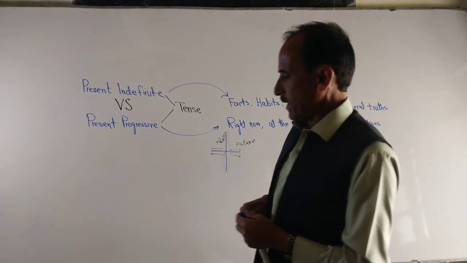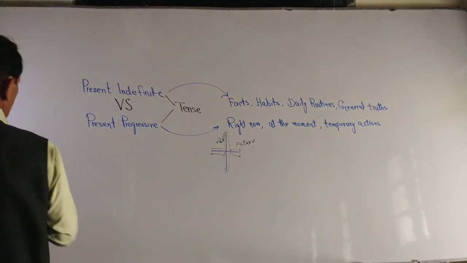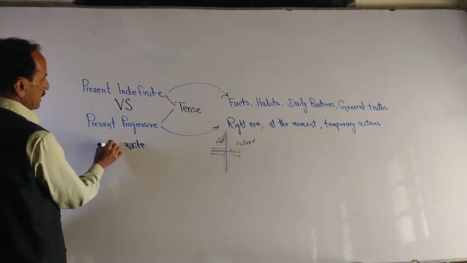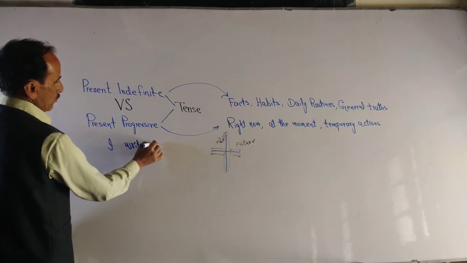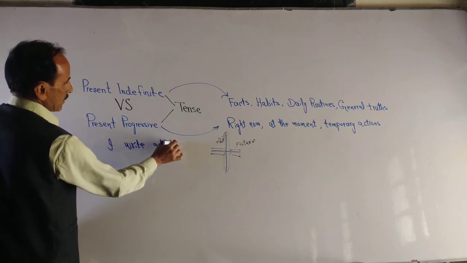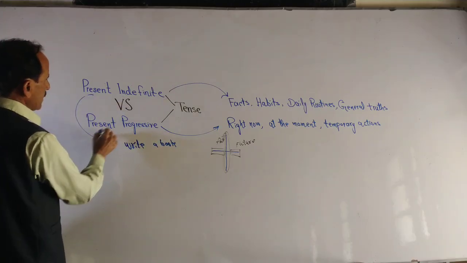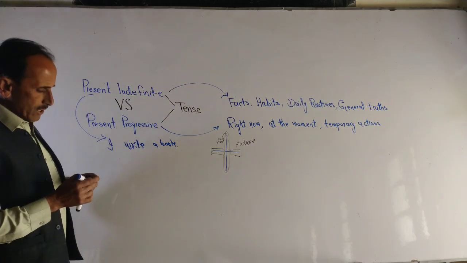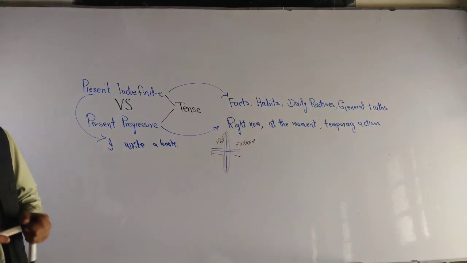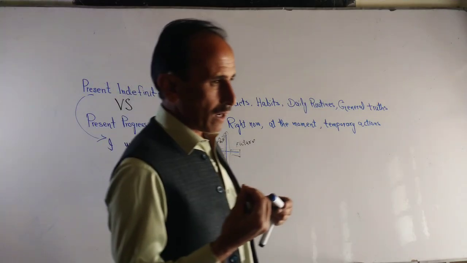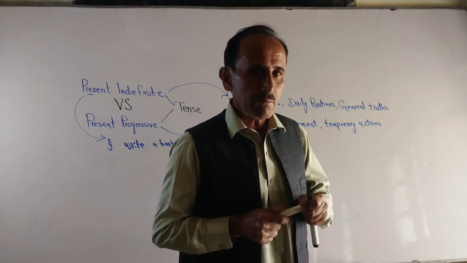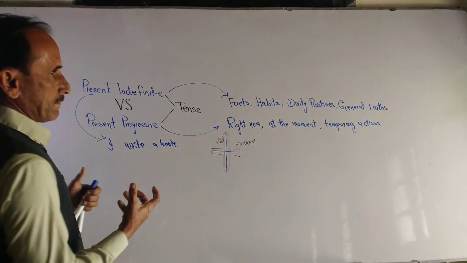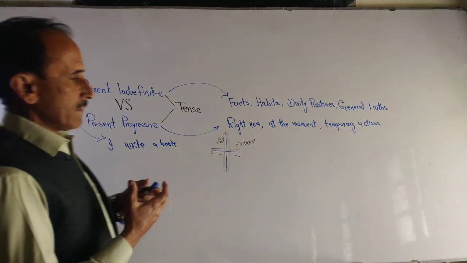For example, base form, here is a verb: write. Write is a verb. I write a book. So this is a present indefinite or simple present tense sentence. I write a book. It means it is my duty. I am a writer. So it is my habit.